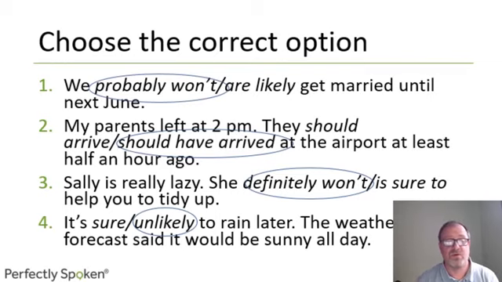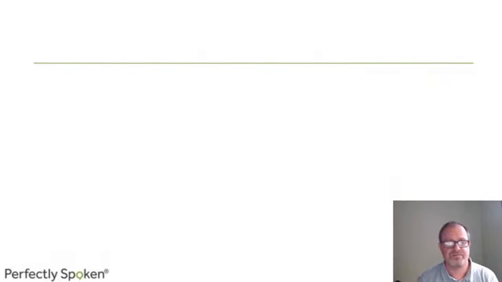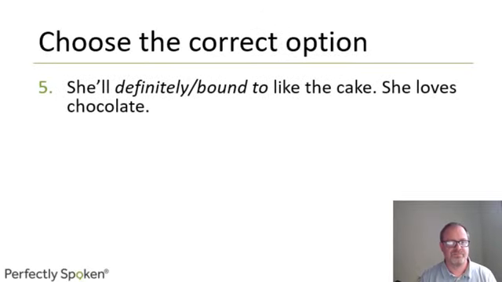Okay, so let's look at some more examples. So here, remember, definitely and bound to both express certainty, so there's no difference in meaning, but look at the form around it. Is it she'll definitely like the cake, or she'll bound to like the cake, she loves chocolate? Well, remember, bound to is an adjective, so we need the verb to be. So it's not possible here. She'll definitely like the cake, she loves chocolate.